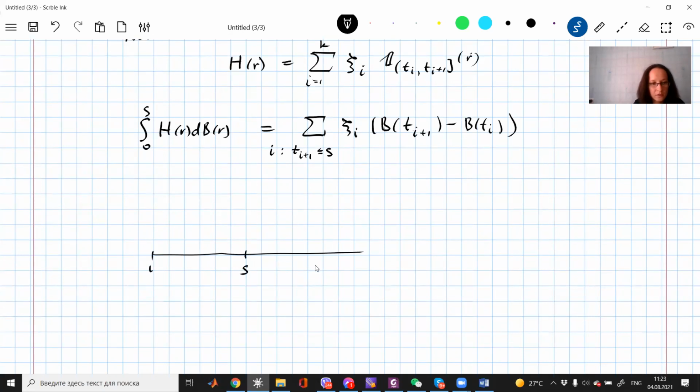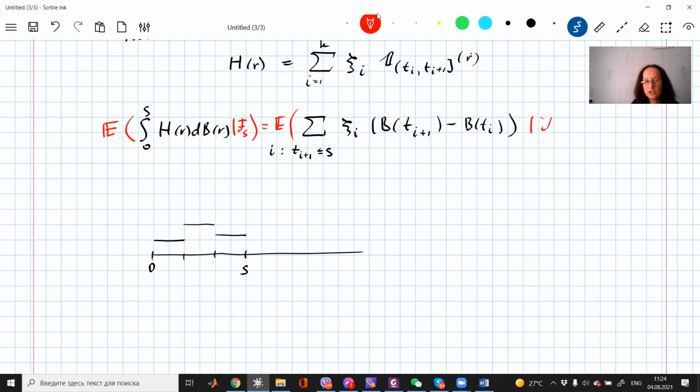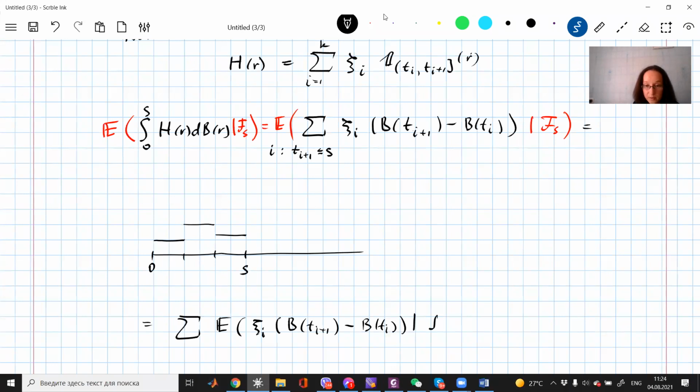So I have the integral on the interval from zero to s for some step function of such kind, and I take only these subintervals. Yes, and now if I want to find the conditional expectation, I will write the conditional expectation of such an integral. This is the conditional expectation of such a sum. And what do we know here? First I can rewrite this as the sum of the conditional expectation of each summand, B(t_{i+1}) minus B(t_i), with respect to sigma field Fs.